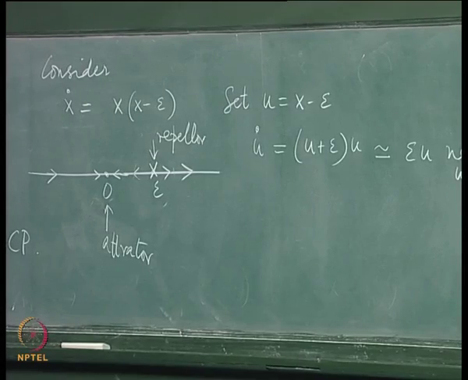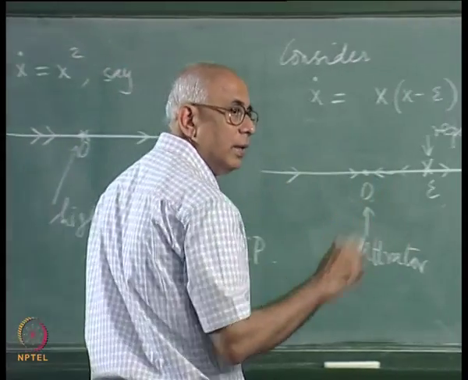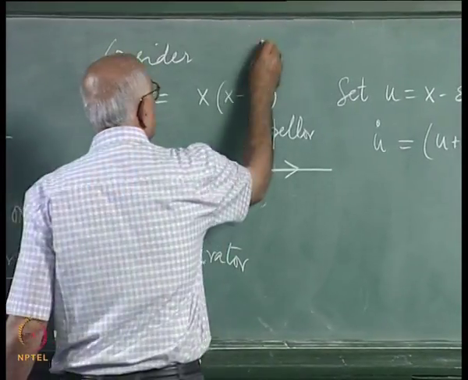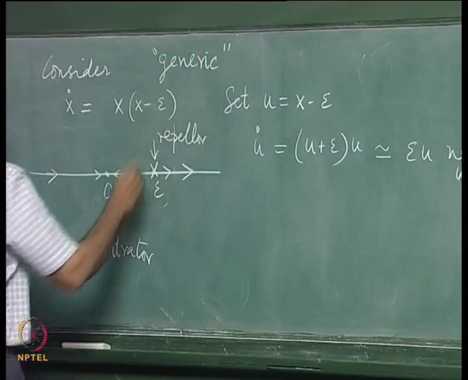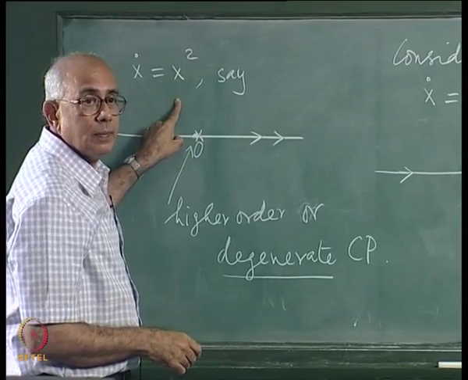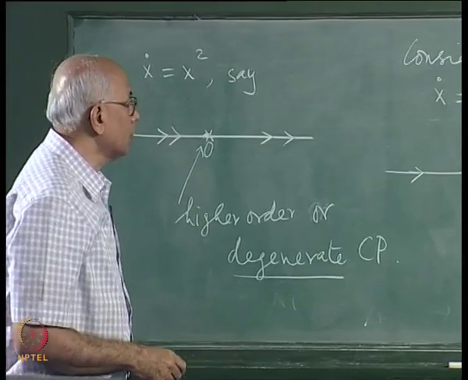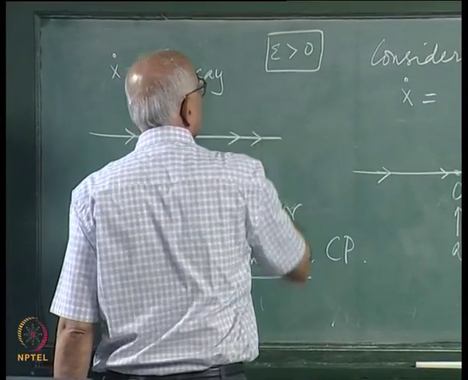This is the most elementary example of this unfolding of the singularity. So I went to what I call a generic or typical case. This is generic, that is not generic, it is degenerate, and all this was true for epsilon greater than 0, that was crucial.